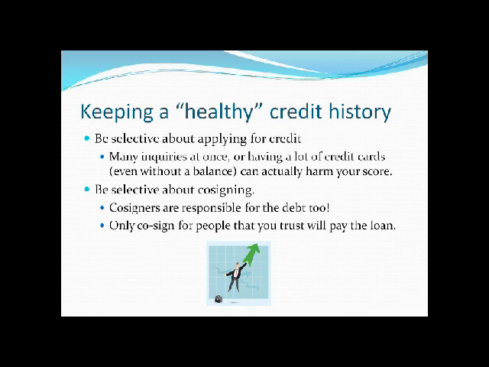Finally, we advise consumers to be selective about co-signing. Many consumers are not aware of the fact that co-signers are equally responsible for the debt. So even though it's not the consumer's credit card or it's not the consumer's car loan, they can still be responsible for the debt just like the primary borrower. So we suggest that consumers only co-sign for people that they trust will pay the loan, because if that person doesn't, it's very likely that that account is going to show up negatively on the co-signer's credit report, and they may find themselves in a world of trouble with lawsuits on the debt.